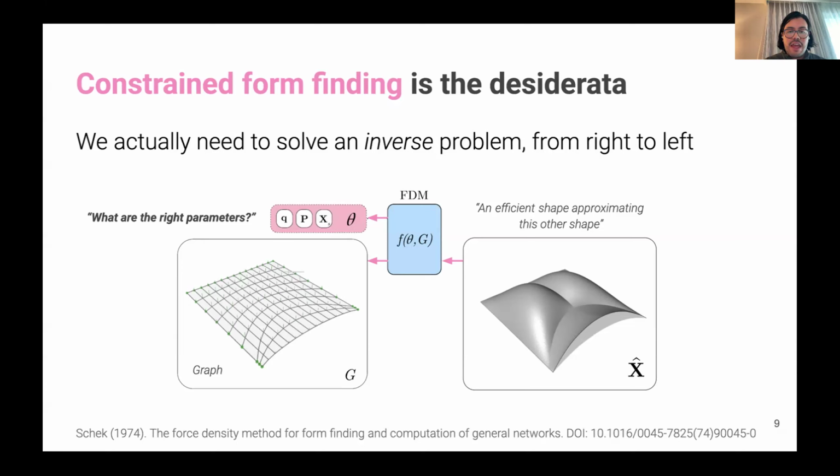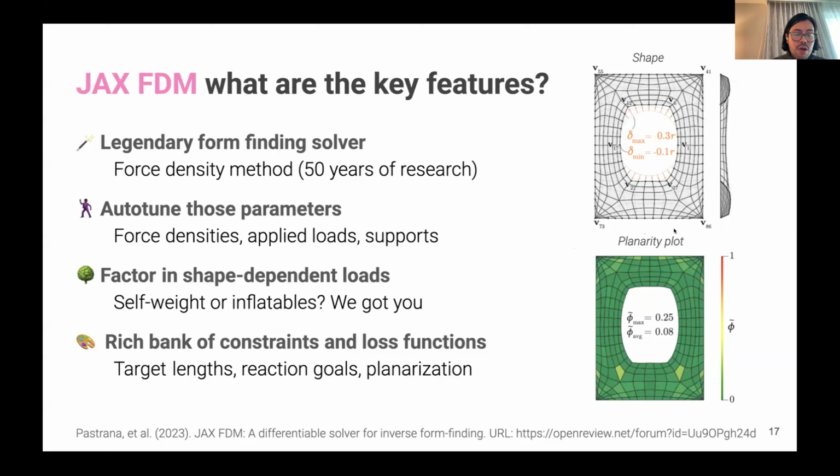We can also factor in shape-dependent loads because you are thinking of doing something like an inflatable, or finally factoring self-weight, which is a shape-dependent thing. We can actually optimize by considering those load cases. And lastly, we have access to a rich bank of constraints and loss functions that continues to grow, that includes target lengths, target reaction magnitudes, planarization, etc.